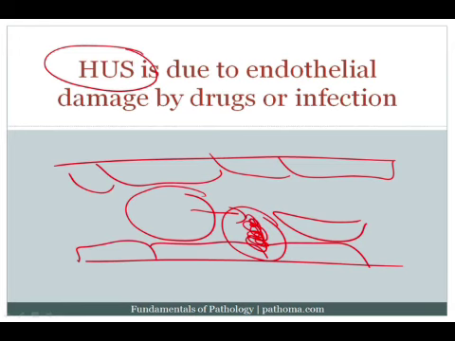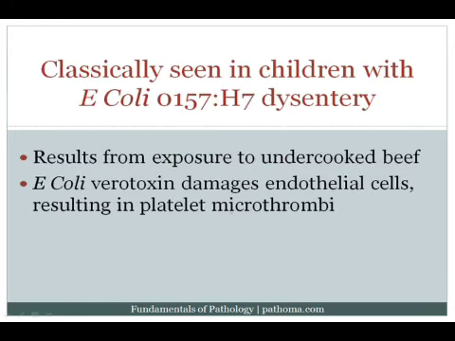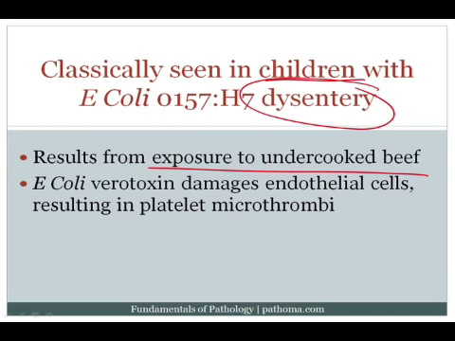Now, the next discussion is who gets E. coli O157:H7. Well, that's classically seen in children who get exposure to undercooked beef. That's the way by which this bug can arise. That results in a dysentery in which they get mucousy diarrhea, and again, that's due to E. coli O157:H7. Again, I told you that the bug produces a verotoxin, which damages the endothelial cells, resulting in platelet microthrombi.